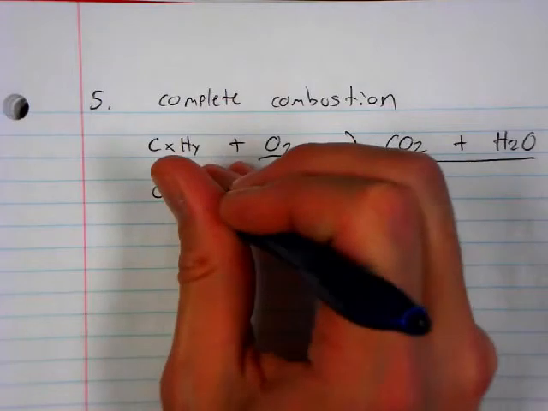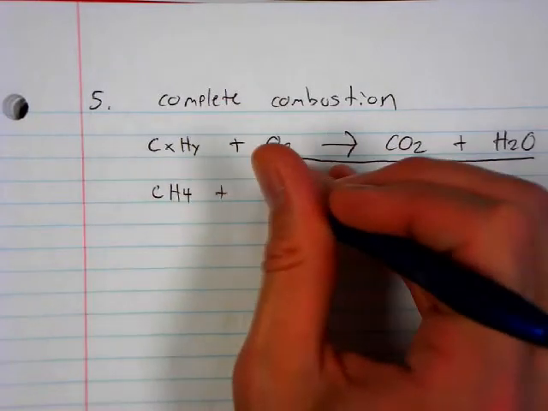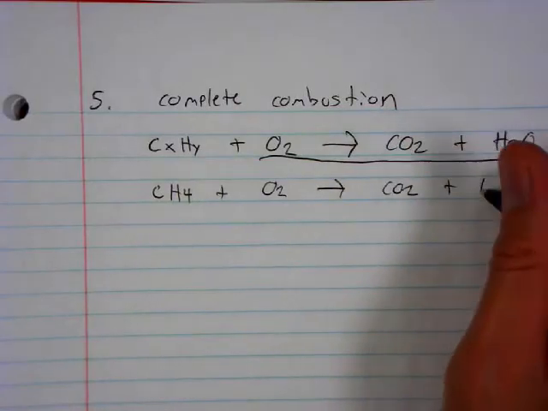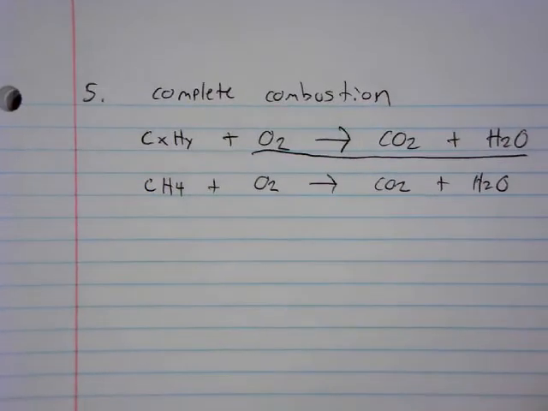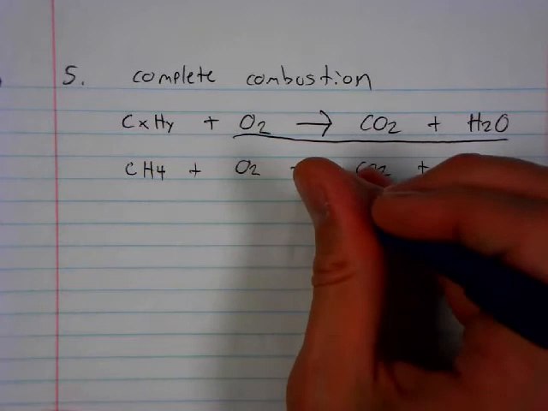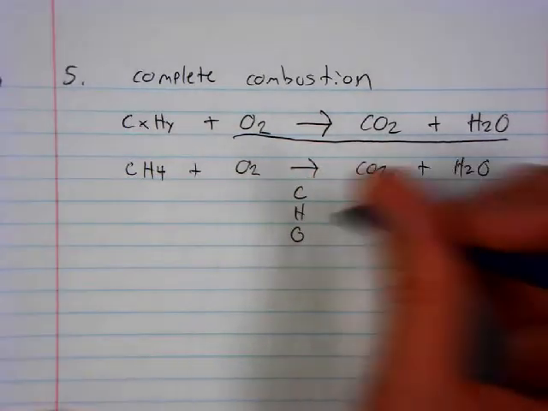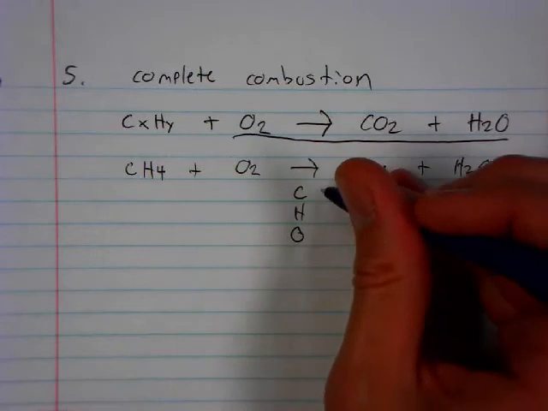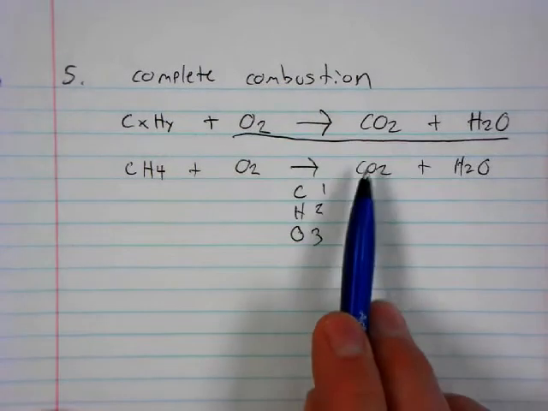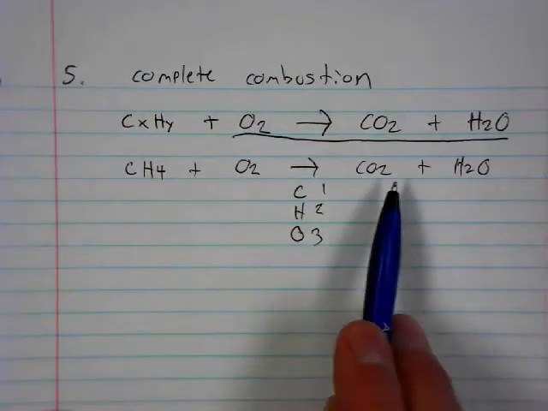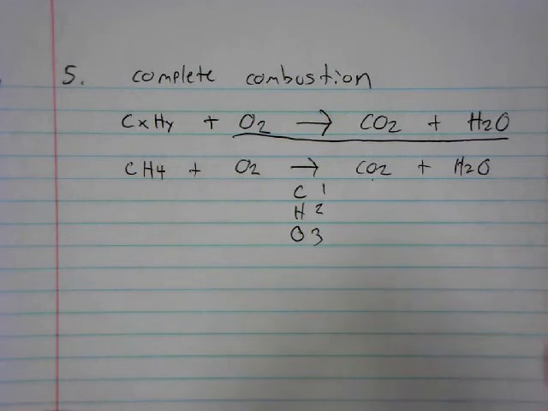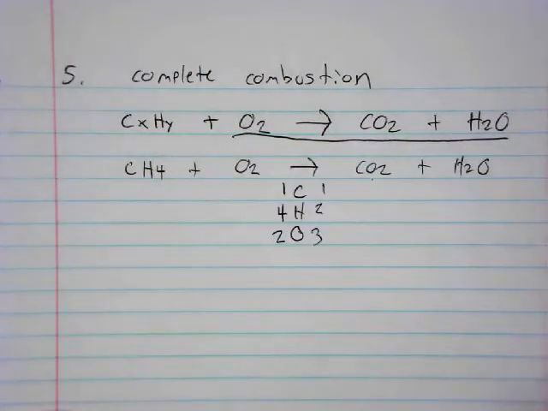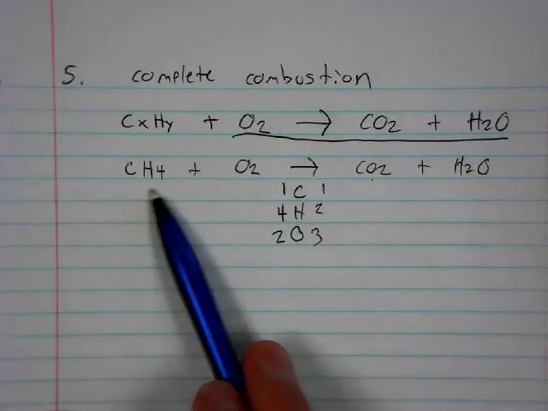So if I had something like CH4 plus O2 yields CO2 plus H2O. Whenever you're balancing a combustion, I suggest going carbon, hydrogen, oxygen. If you do it in that order, the right side always starts out as 1, 2, 3. 1 carbon, 2 hydrogen, 1, 2, 3 oxygens. The left, I have 1, 4, 2.